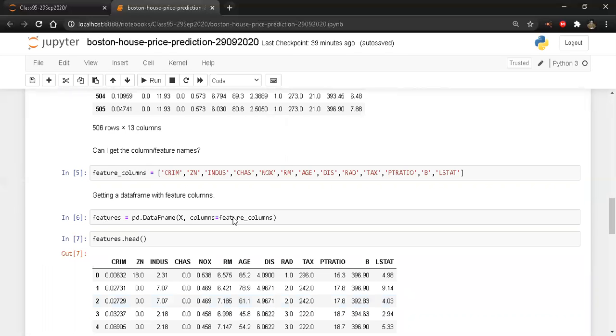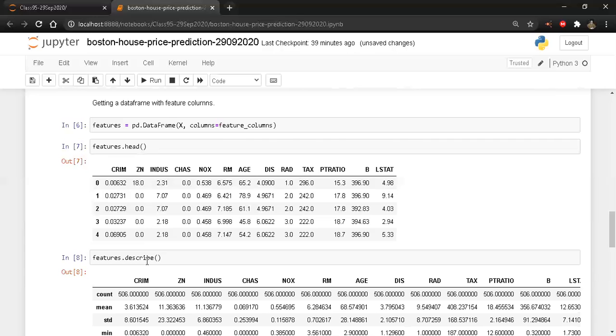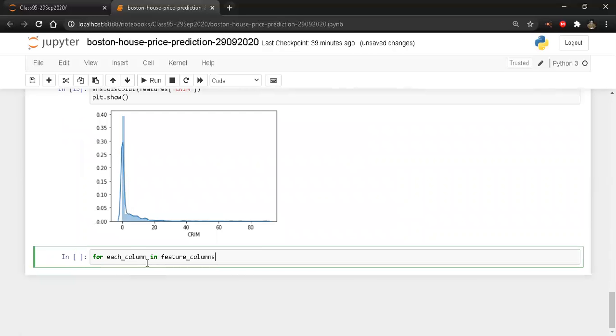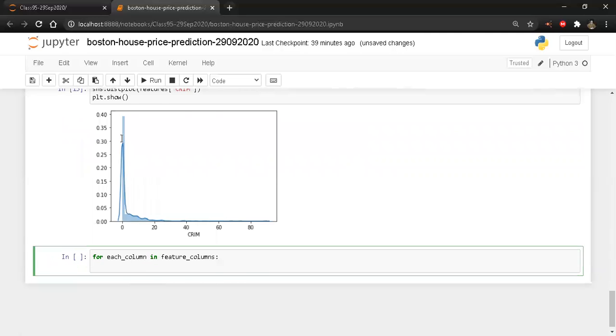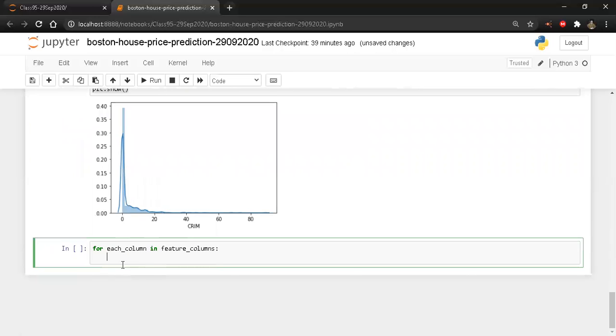I'm going to use this, and I'm going to say for each column in feature_columns. I think feature_columns is the name. Let me, yeah, feature_columns. For each column in feature_columns, I just want to do this. So I'm going to take this and put this code over here.